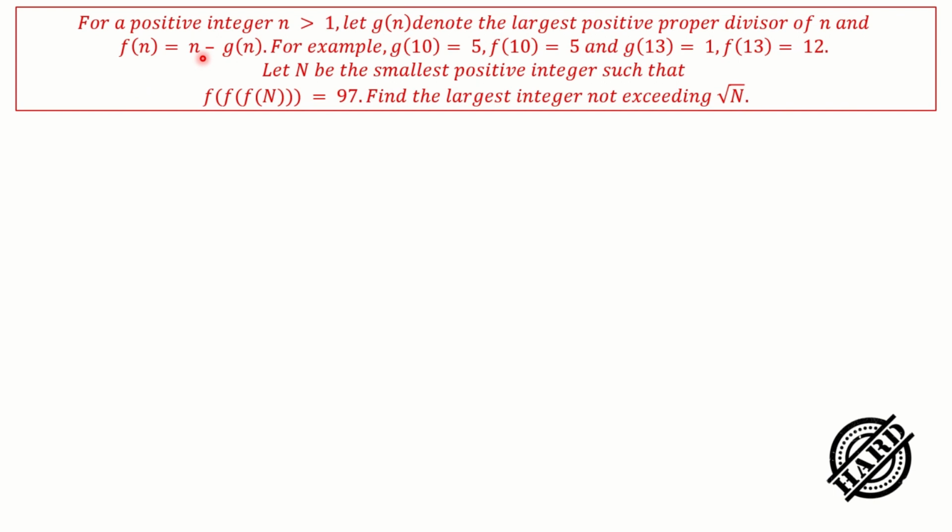Then f of n equal to n minus g of n. If n is a prime, this is 1, because 1 is the largest proper divisor of a prime. If n is an even number, then obviously half of the given number is the largest proper divisor, right?